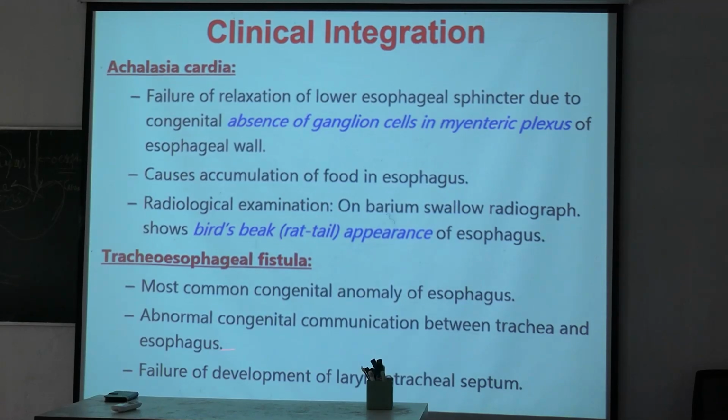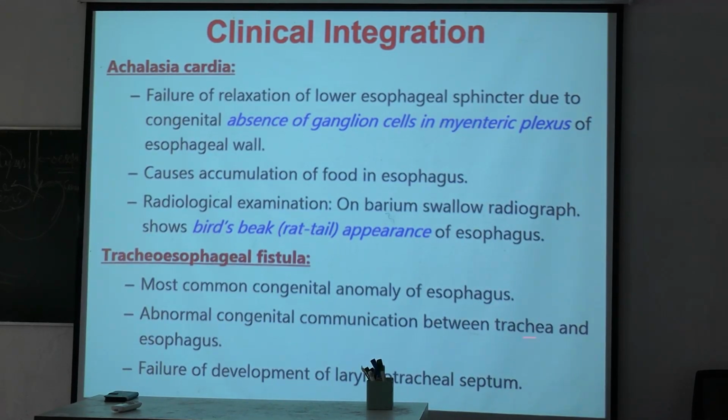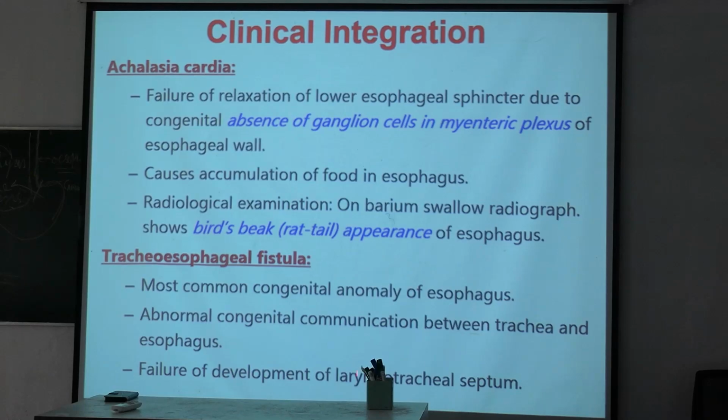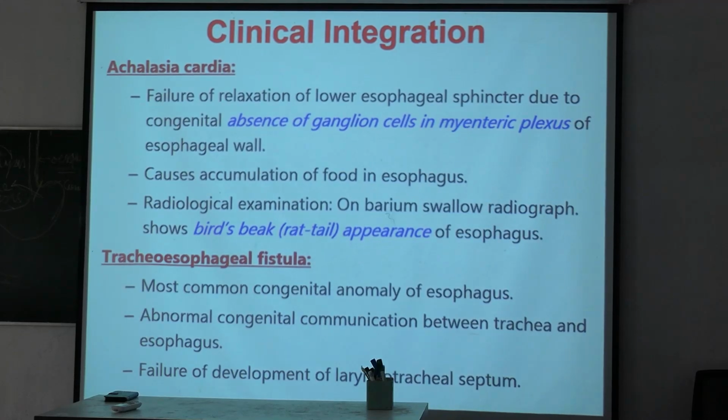And tracheoesophageal fistula is the most common congenital anomaly of the esophagus, an abnormal congenital communication between the trachea and esophagus due to failure of development of the laryngotracheal septum. Okay.